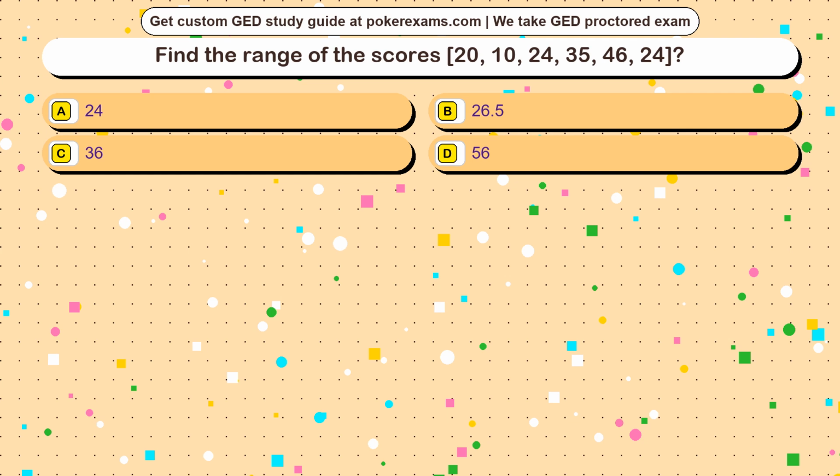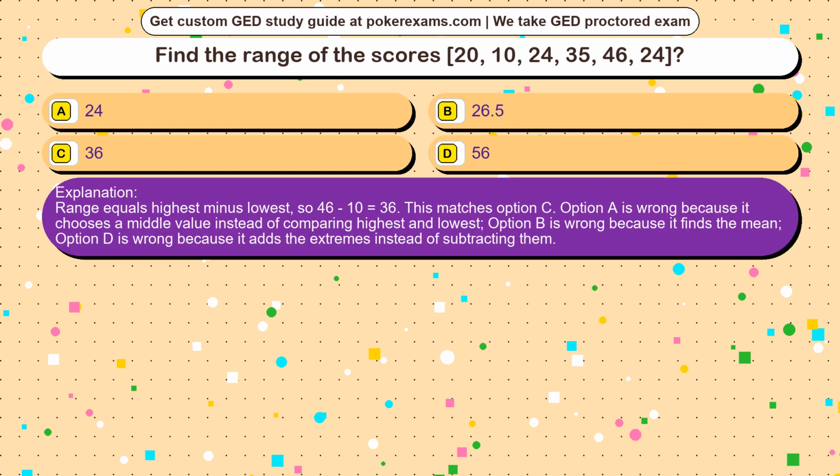The correct answer is option C. Range equals highest minus lowest, so 46 minus 10 equals 36. This matches option C. Option A is wrong because it chooses a middle value instead of comparing highest and lowest. Option B is wrong because it finds the mean. Option D is wrong because it adds the extremes instead of subtracting them.